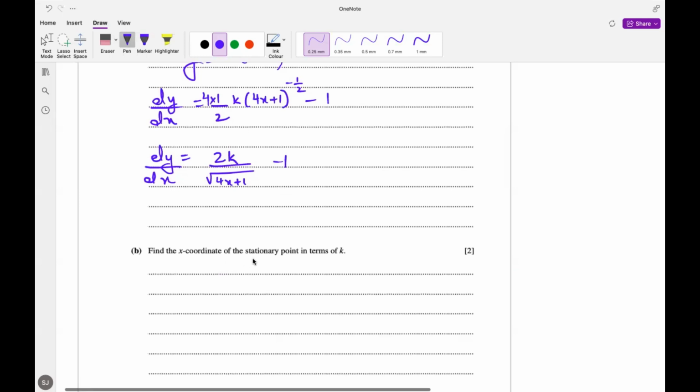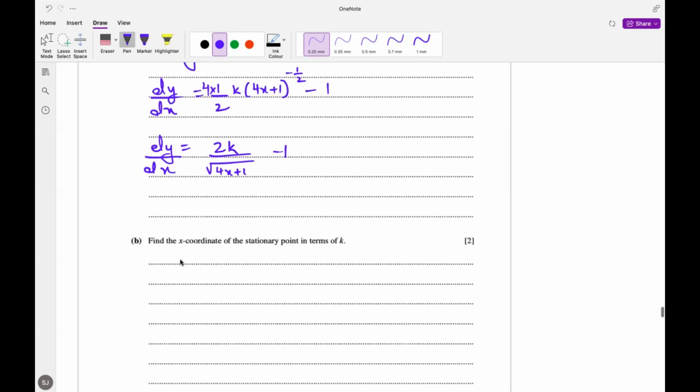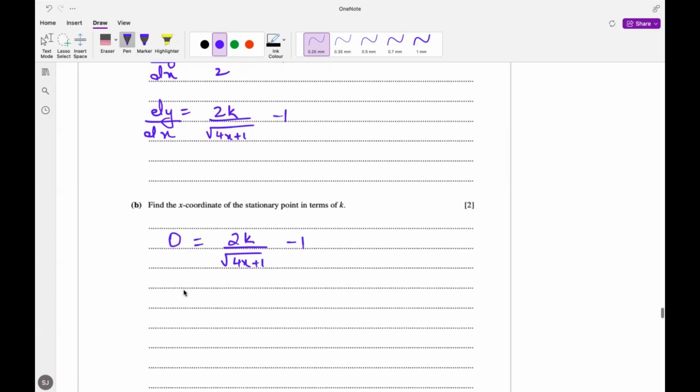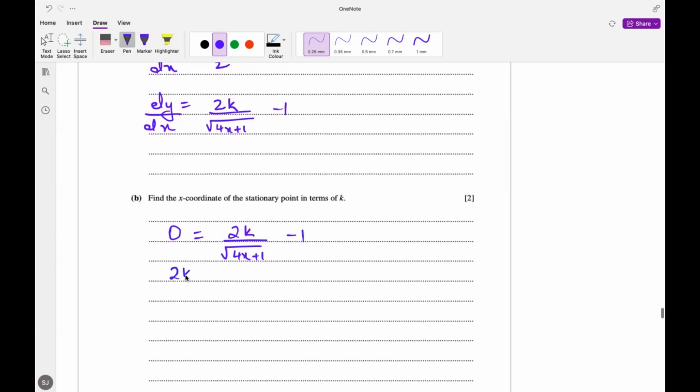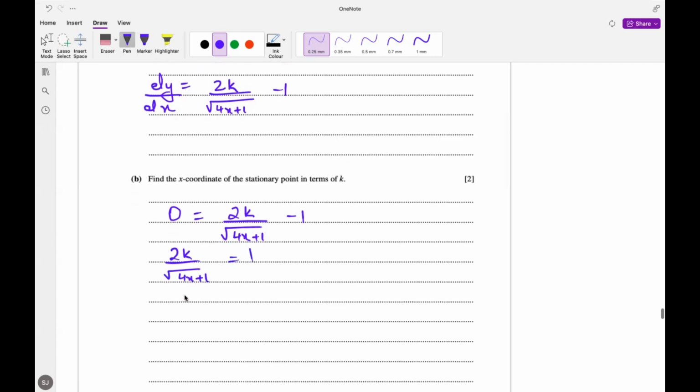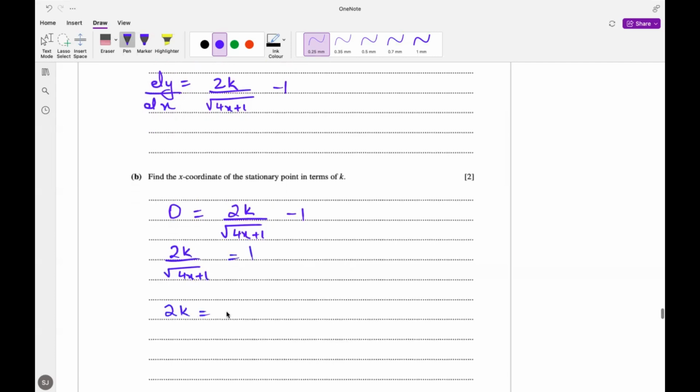We have to find the x coordinate of the stationary point in terms of k. Now the stationary point means that dy/dx will be equal to 0. So we'll write it as 0 equals 2k upon square root of 4x plus 1 minus 1. Taking the 1 on the other side, we get 2k upon square root of 4x plus 1 equals 1. Cross multiplying, we get 2k is equal to square root of 4x plus 1.